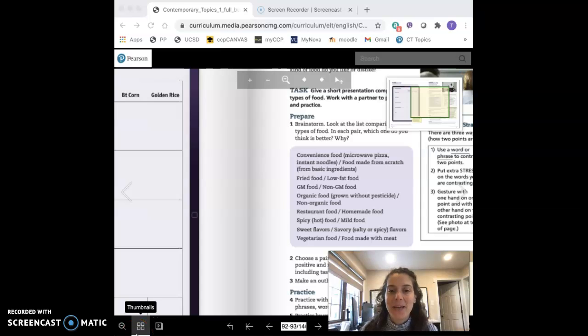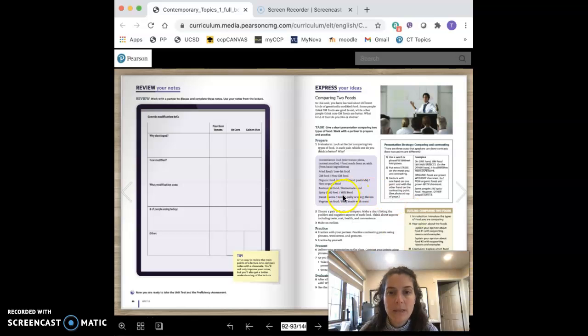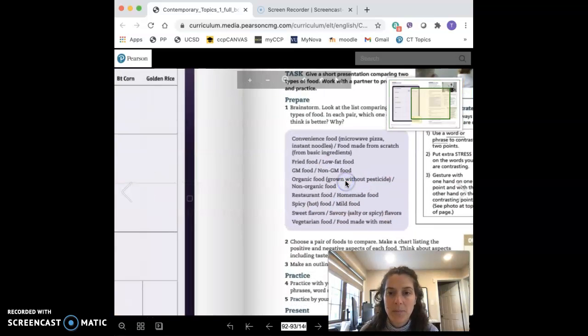Hi, everyone. Okay, for your next presentation, you're going to talk about advantages and disadvantages of a few certain types of foods, and you're going to compare them to each other. So turn to page 81 in your books and take a look at this purple box.